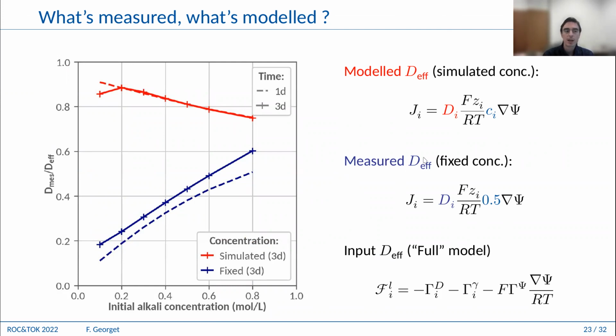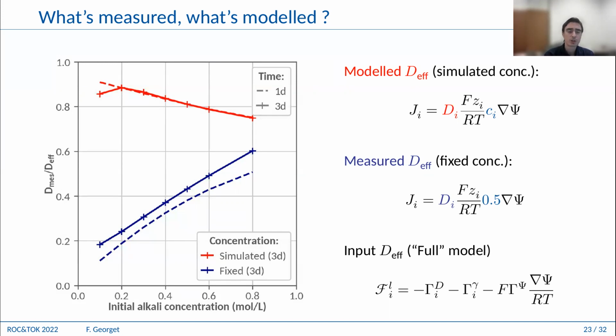In blue, you have the effective diffusion coefficient, the measured diffusion coefficient, which considers a fixed concentration. These values are normalized to the input diffusion coefficient, which corresponds to 1. And as you can see, they are quite different from what we expect. We would expect that since the input diffusion coefficient is always the same in all these simulations, the measured diffusion coefficient should always be the same. This is clearly not the case.